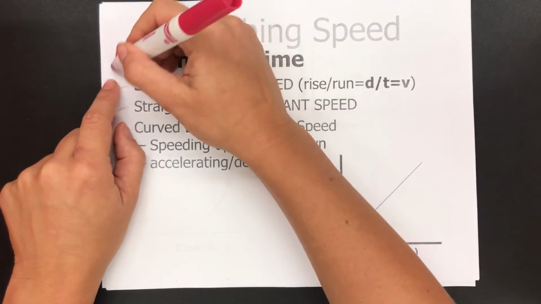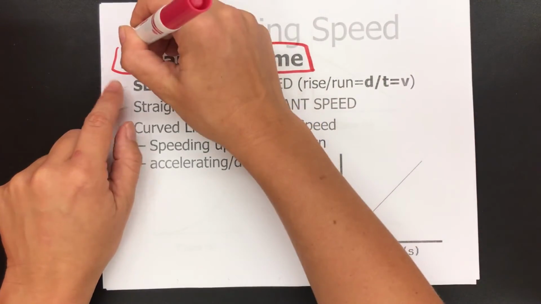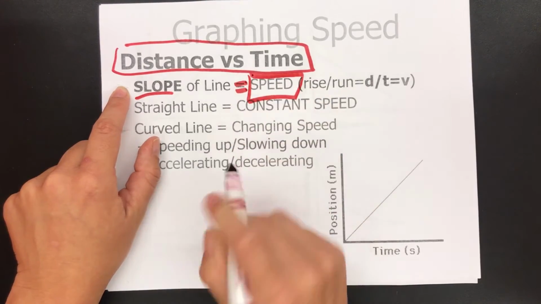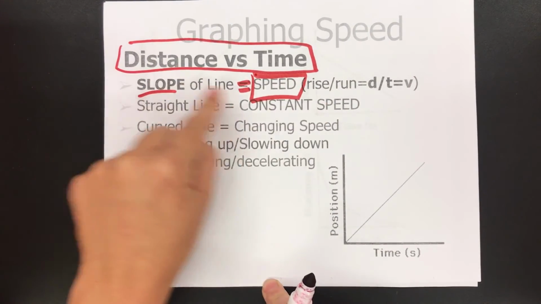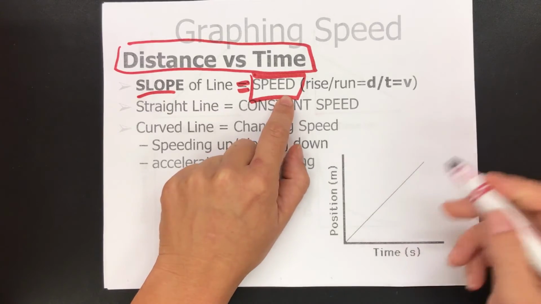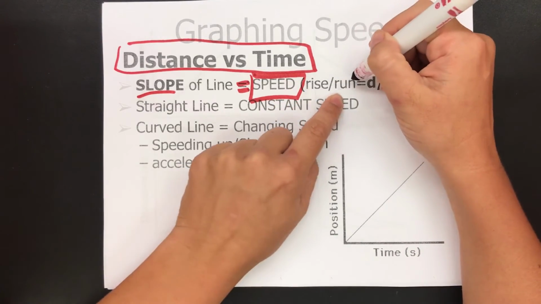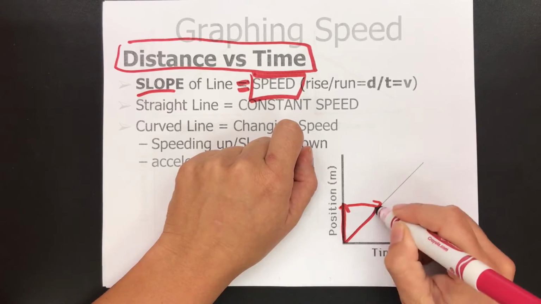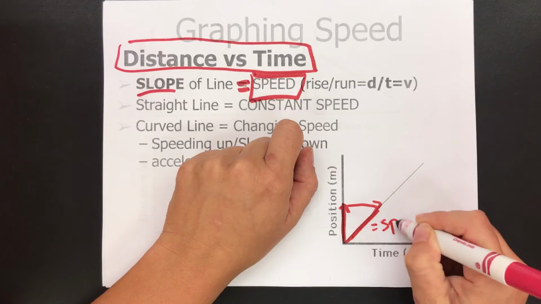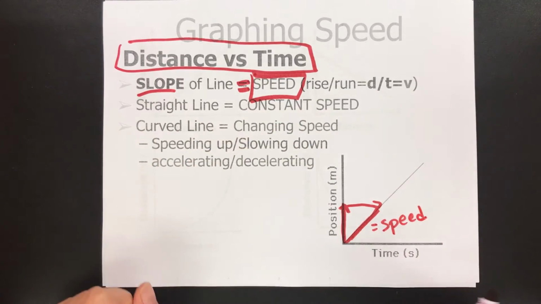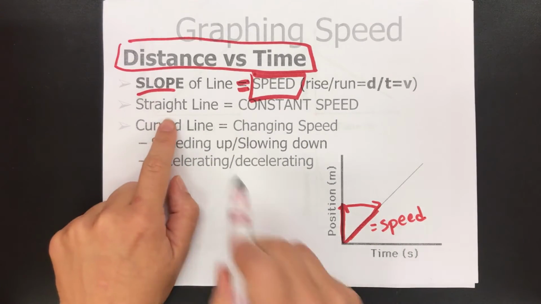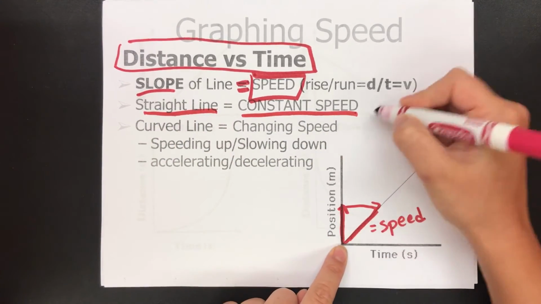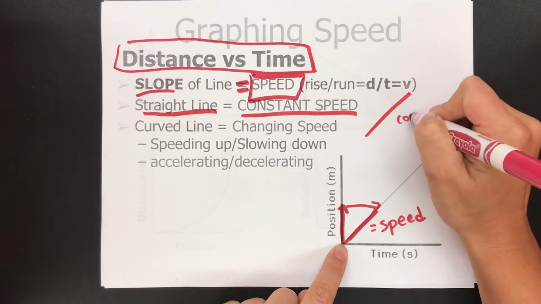Now, if you have a distance versus time graph, the slope equals speed. Okay, you need to write that. Slope equals the speed. So remember, slope is the rise over run. You've learned this in math class. Rise over run. So when you go to find this slope, this equals the speed of your object. Now, if it is a straight line, this means it is a constant speed. So straight line means constant.